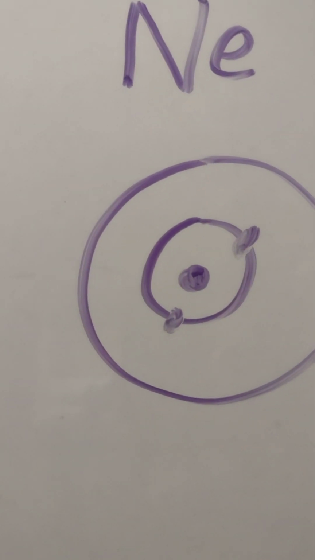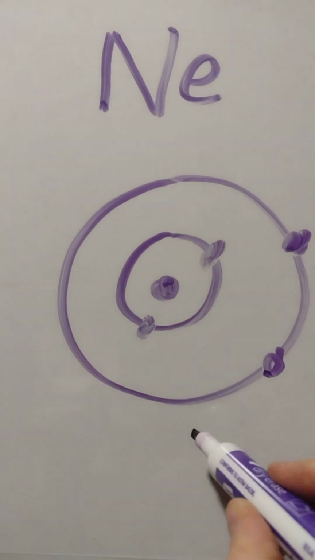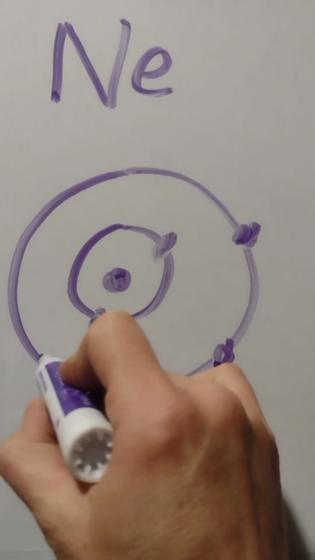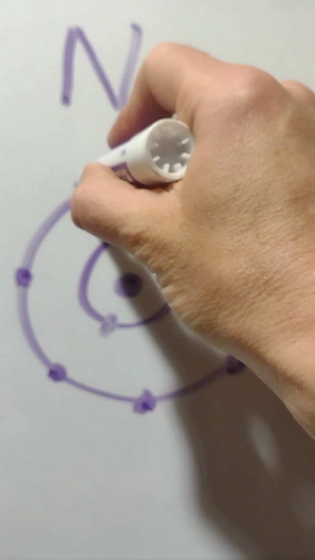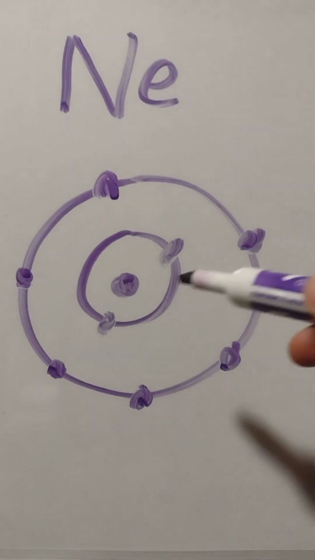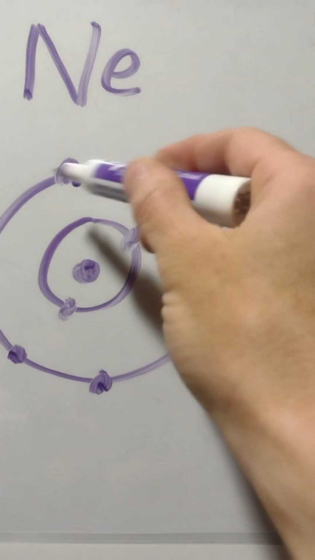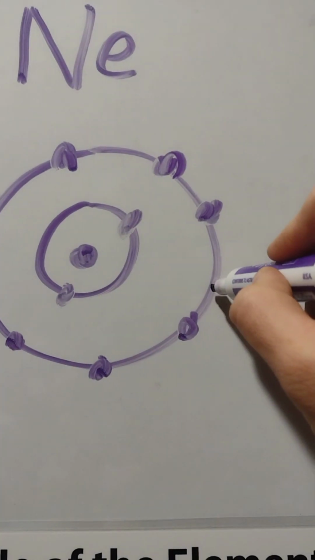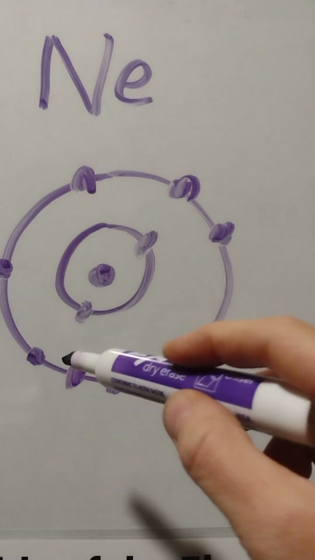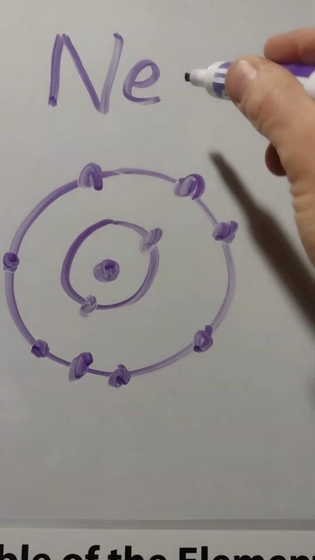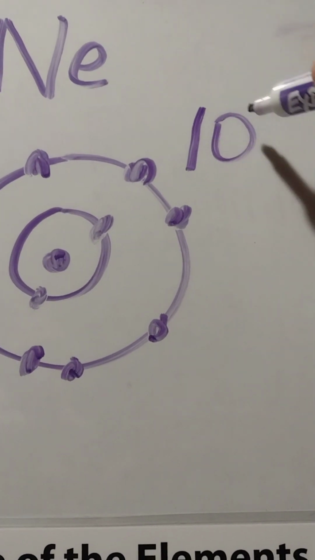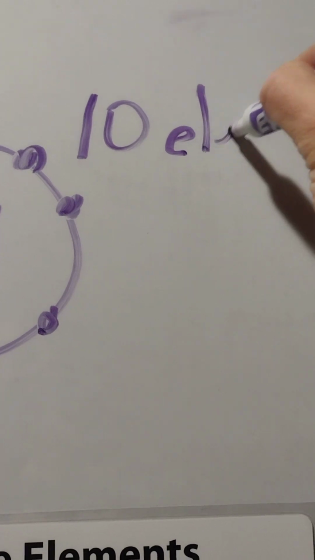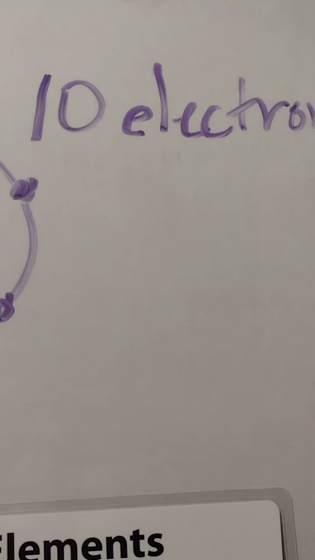1, 2, 3, 4, 5, 6, 7, 8. Did I count right? 1, 2, 3, 4, 5, 6, 7, 8, 9, and we'll put 10 right there. And so it has a total of 10 electrons.